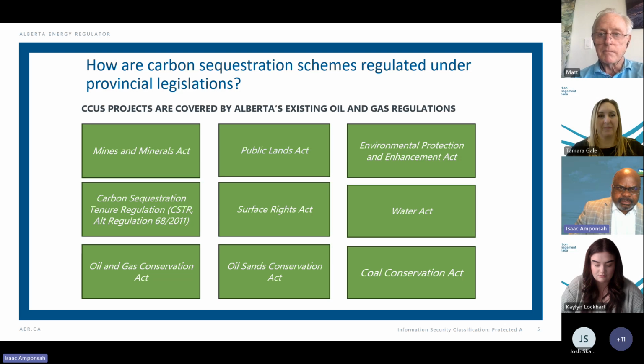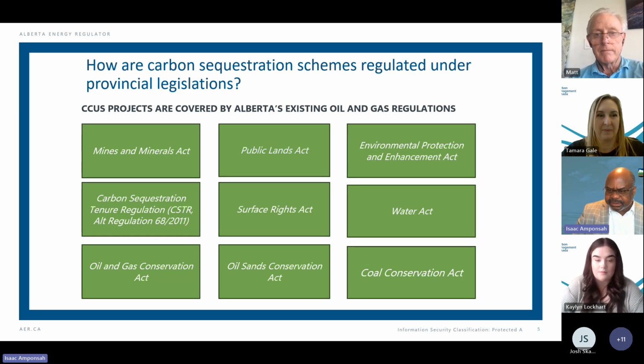So how are carbon sequestration schemes regulated under provincial legislation? We do have a number of pieces of legislation that govern the operations of CCS schemes. What I would say, again emphasizing, is that the oil and gas regulatory framework provides a foundation. And as you can see from the slides, we have the Mines and Minerals Act. The Mines and Minerals Act was amended by the government back in 2010 to ensure that pore space ownership is clarified, and also to highlight the government's role in the CCS space post closure.